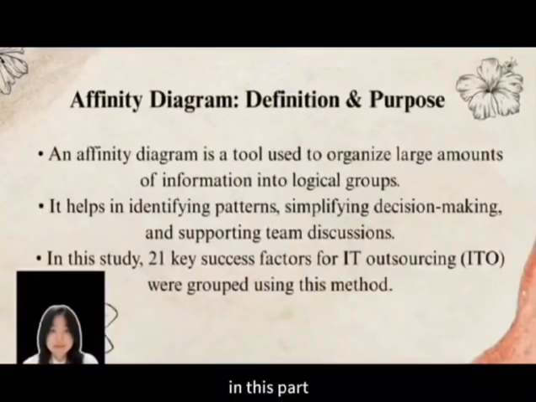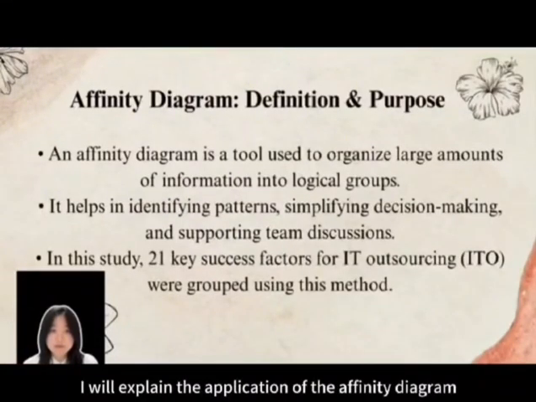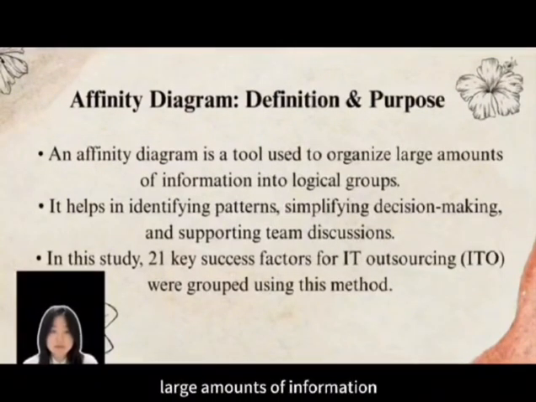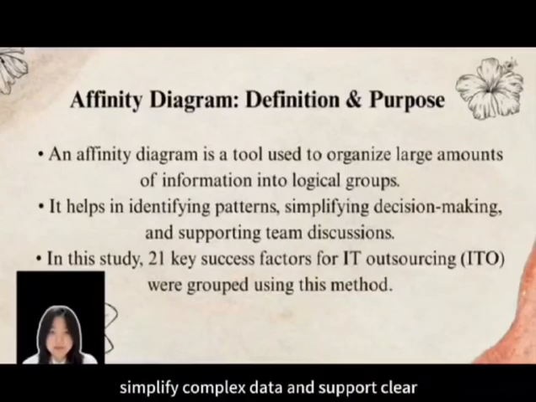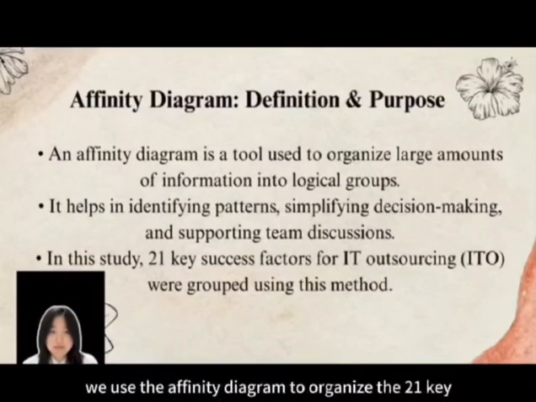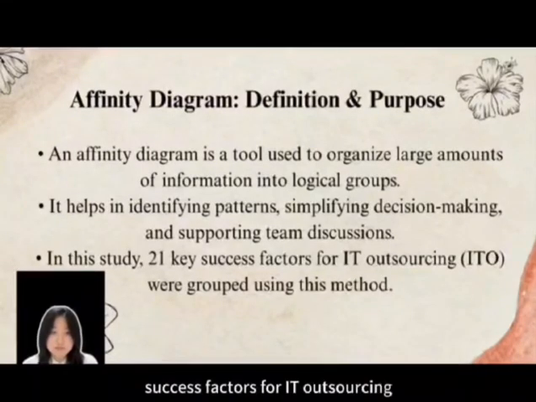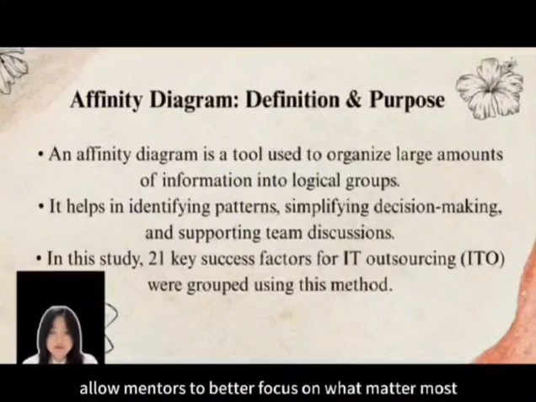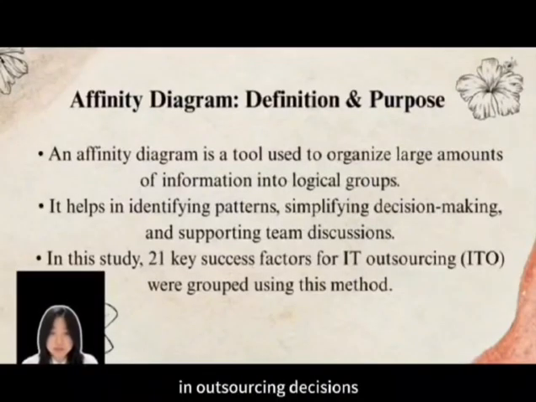Hello everyone, in this part I will explain the application of the affinity diagram in our study. An affinity diagram is a tool used to organize large amounts of information into logical groups based on natural relationships. It helps identify patterns, simplify complex data, and support clear decision making. In this study, we used the affinity diagram to organize the 21 key success factors for IT outsourcing, which were gathered through literature review and expert judgment. Grouping these factors allows managers to better focus on what matters most in outsourcing decisions.